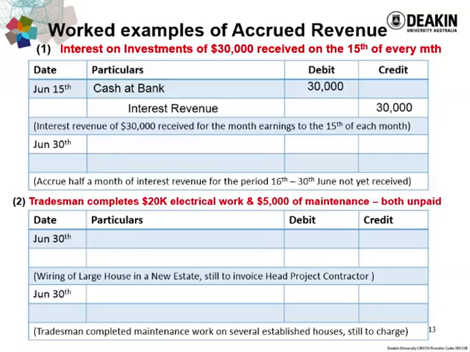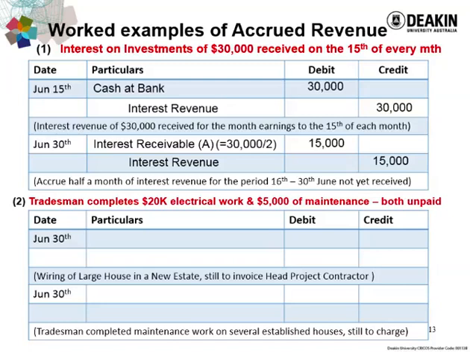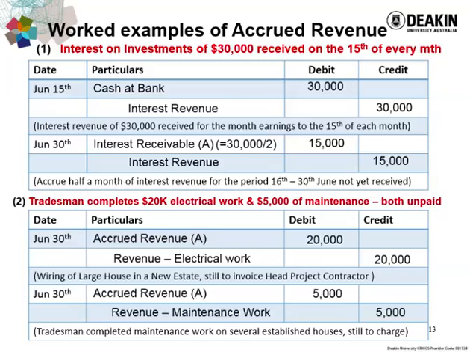The 30th June entry is, however, an adjusting entry. Because we have earned the interest between 16 June to 30th June, we will recognize half month of interest earned. So we will debit interest receivable, credit interest revenue, 15K. Next, tradesman completes $20,000 of electrical work and $5,000 of maintenance. Both are unpaid by the client. Tradesman on 30th June will perform two adjusting entries to recognize the two types of services provided. So debit accrued revenue, which is an asset, and credit revenue for electrical work, 20K. And the tradesman will also debit accrued revenue and credit revenue for maintenance work for $5,000.